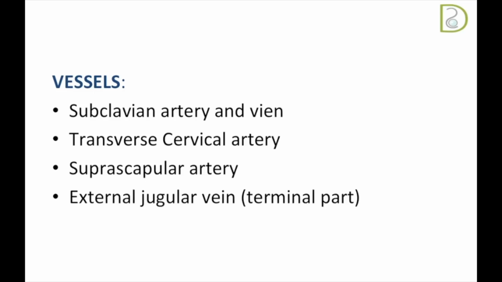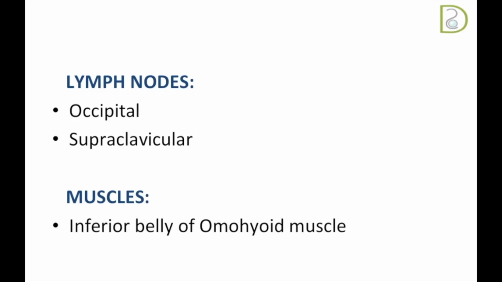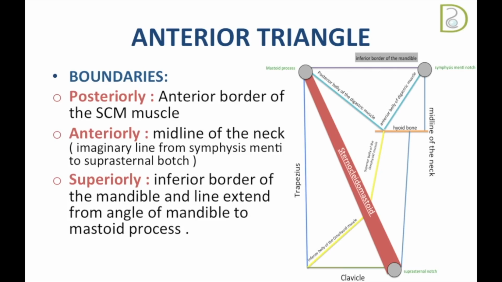Regarding the vessels, we have the subclavian artery and vein, the transverse cervical artery, the suprascapular artery, and also the external jugular vein. And also here we have a clinical significance regarding the external jugular vein, because it is in a superficial location here, and this makes it easy to get injured. Also we have lymph nodes, occipital and supraclavicular, and we have a muscle, of course, the inferior belly of the omohyoid muscle.